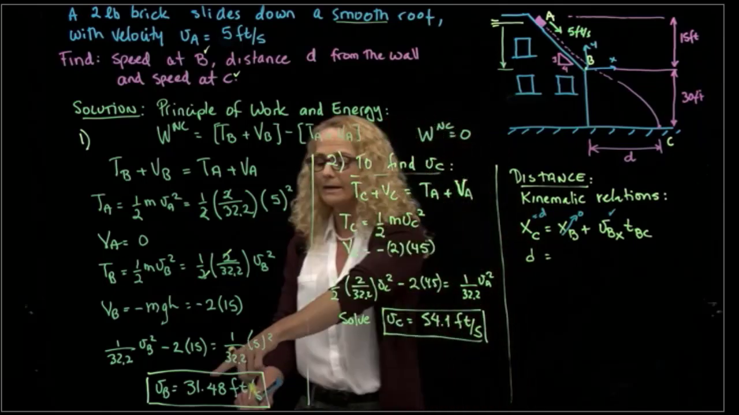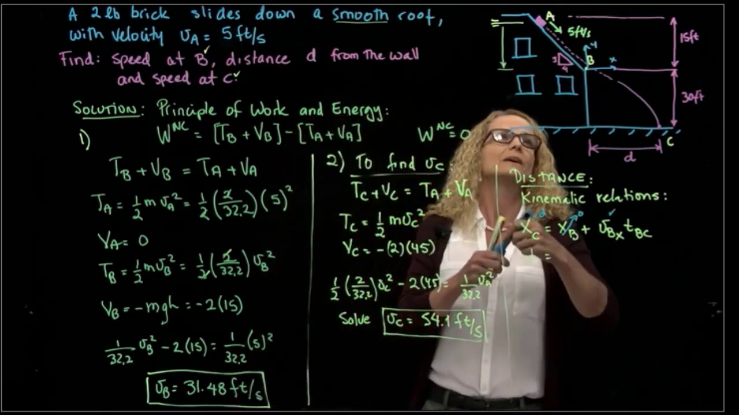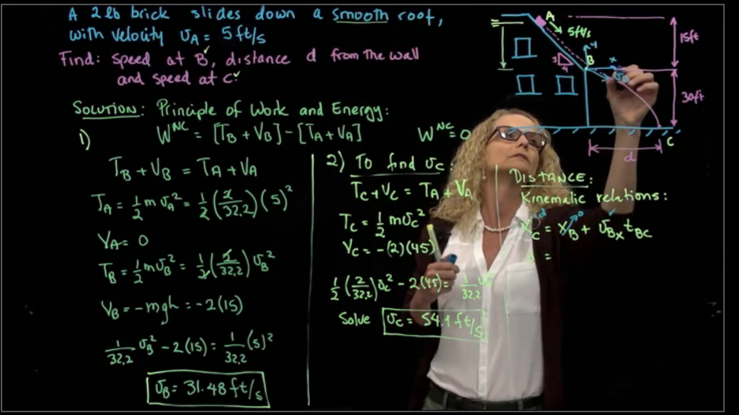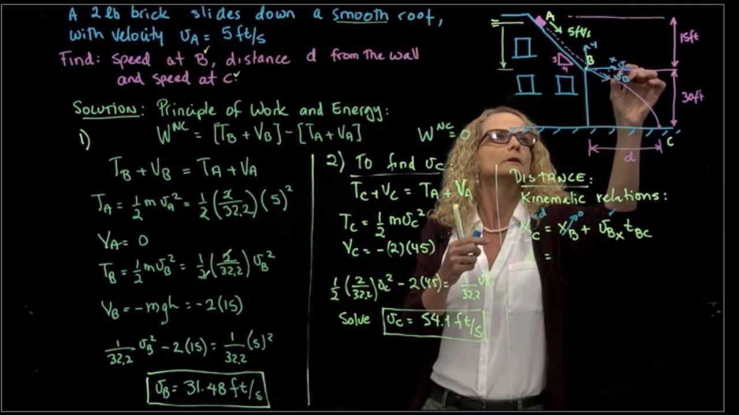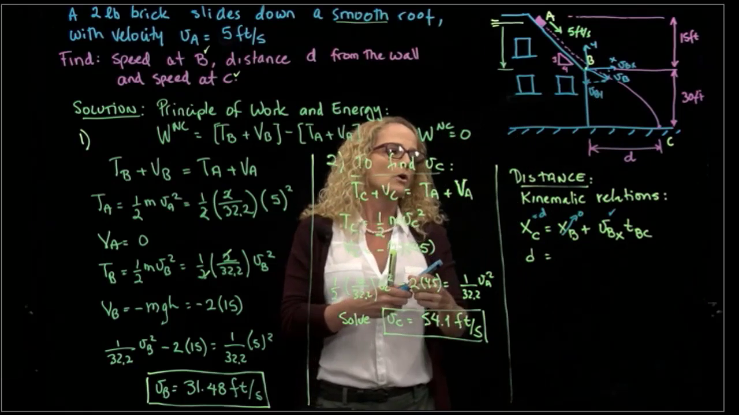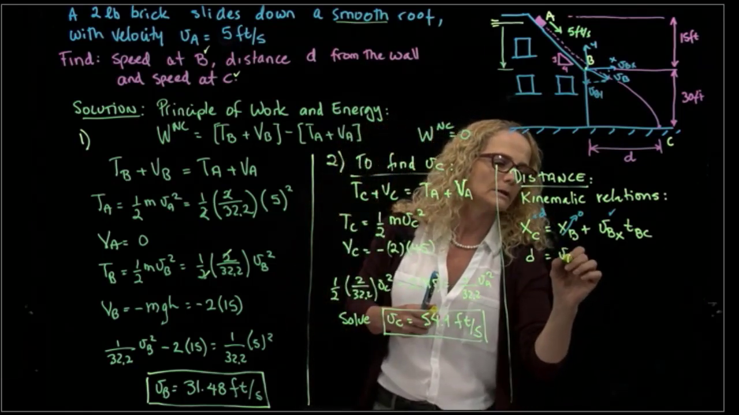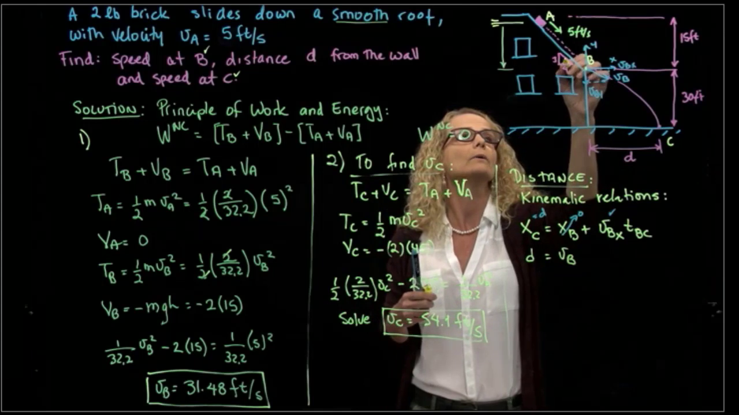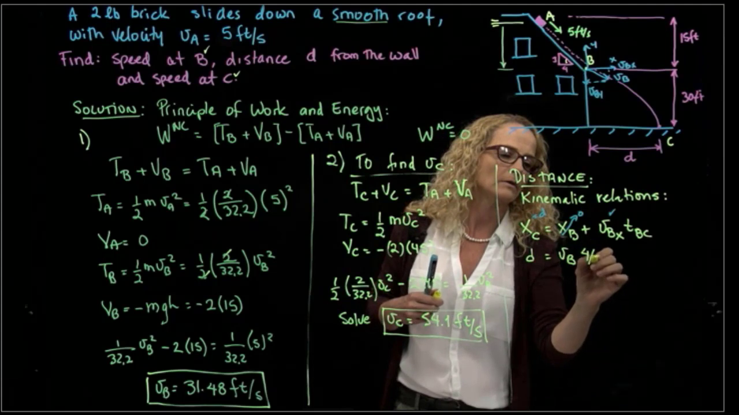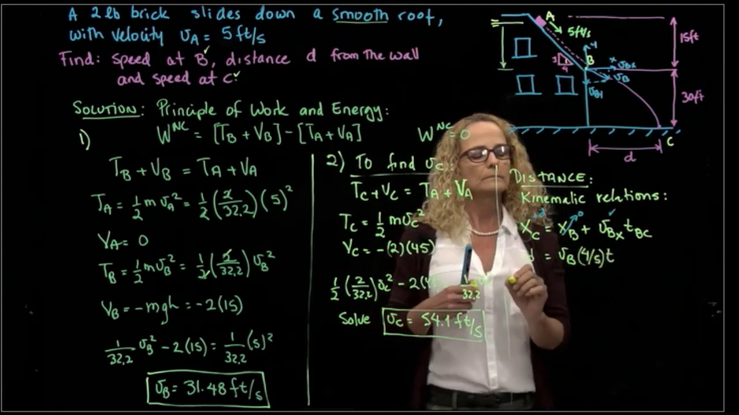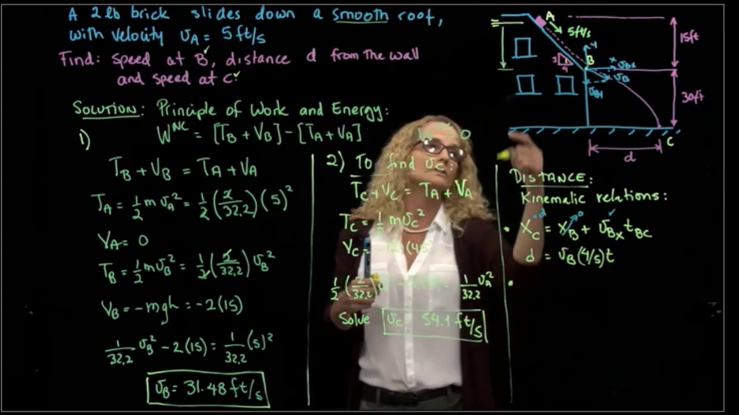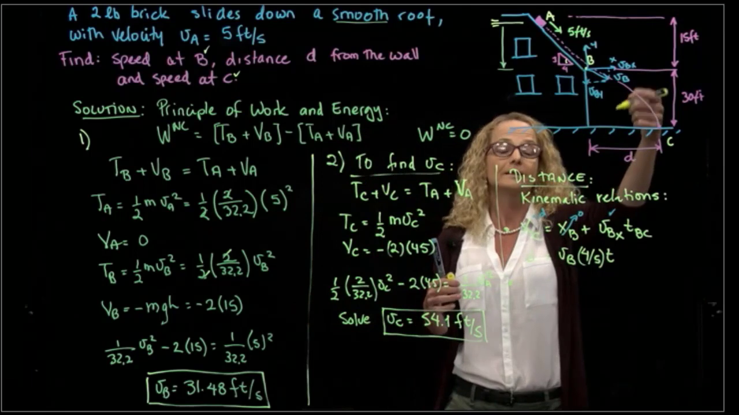Vx, I already found V, but V is a velocity in this direction, right? This is composed of velocity in x and velocity in y. So that will be velocity V times the cosine of this angle, which is 4/5, times t. And then I apply my equations in y. Why in y? Because I do know the acceleration in y, right?